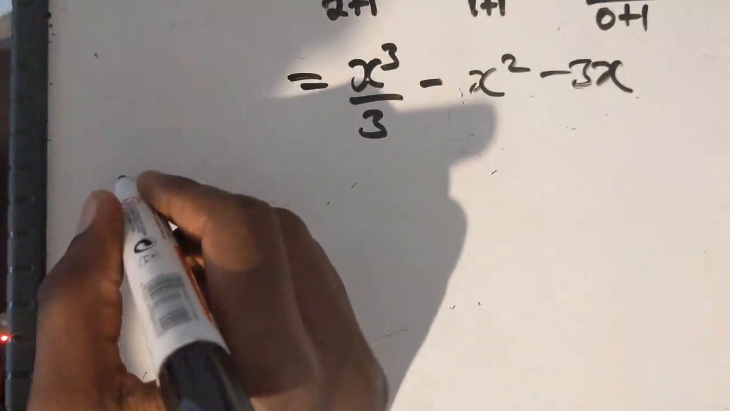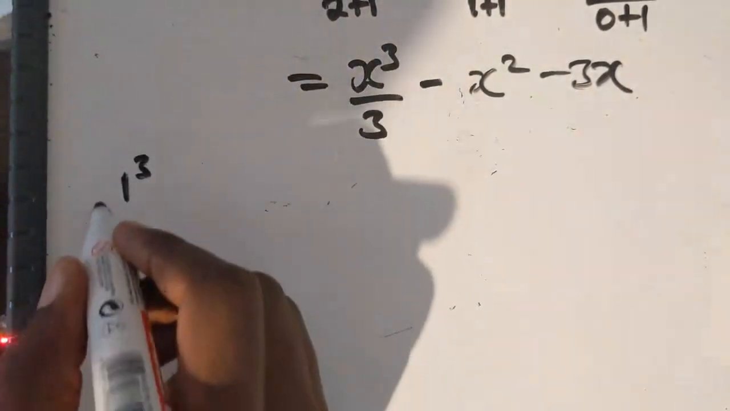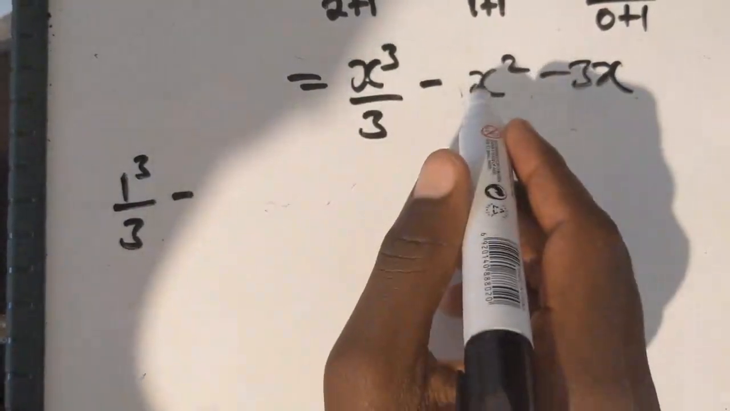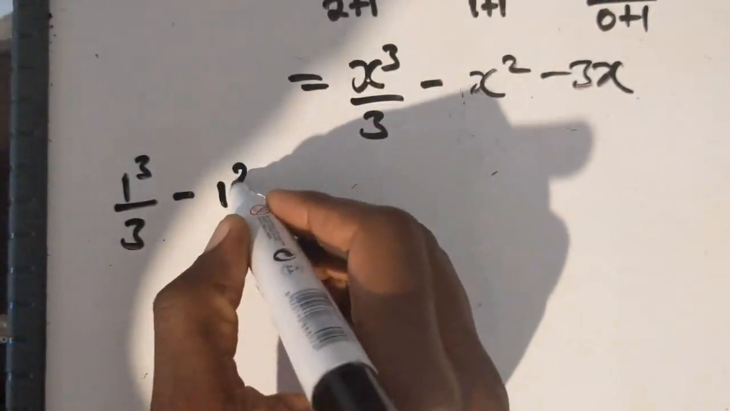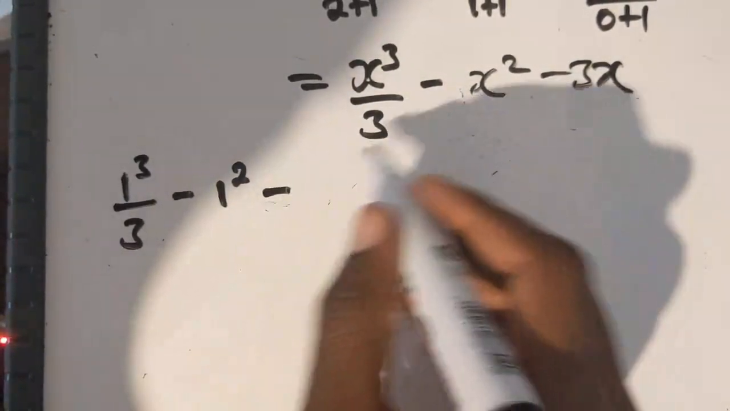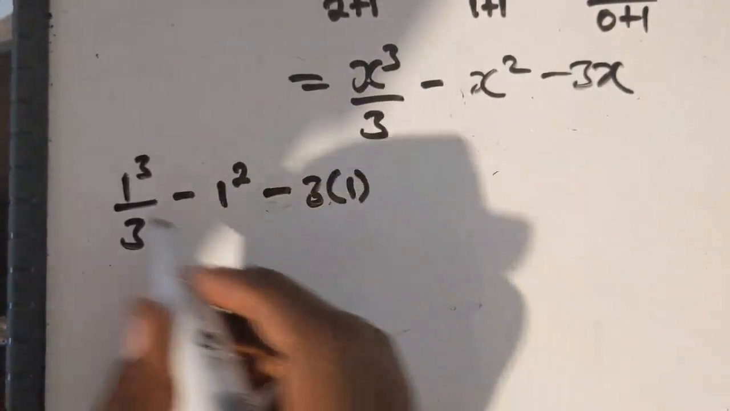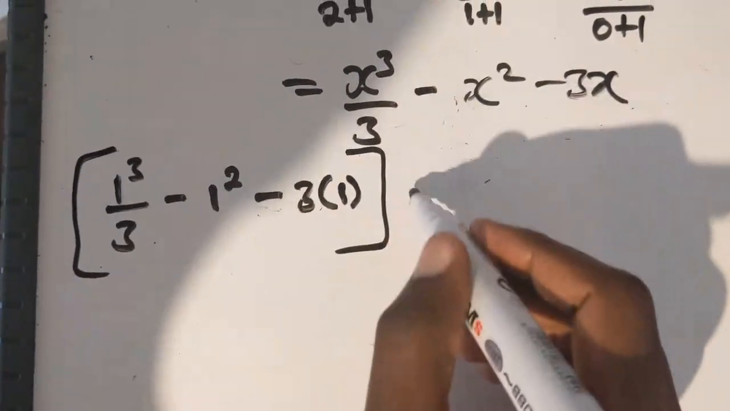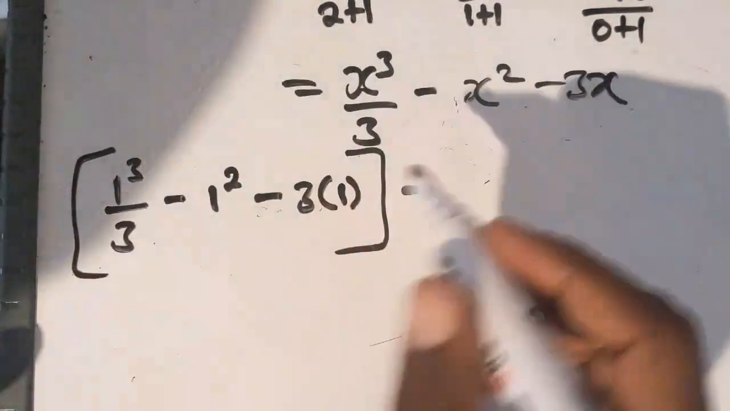So you're going to say it is going to be 1 to the power 3, right? Then over 3, minus x, here we put 1, to the power 2, then minus 3 multiplied by 1, like that. So this is what you are supposed to do. Then just subtract. You need to subtract.